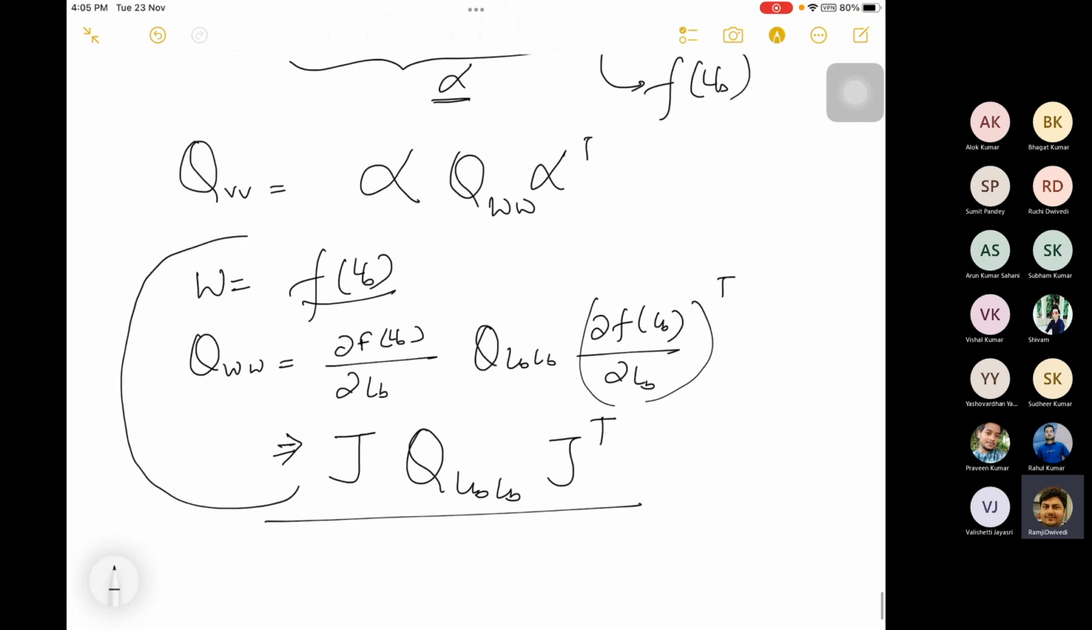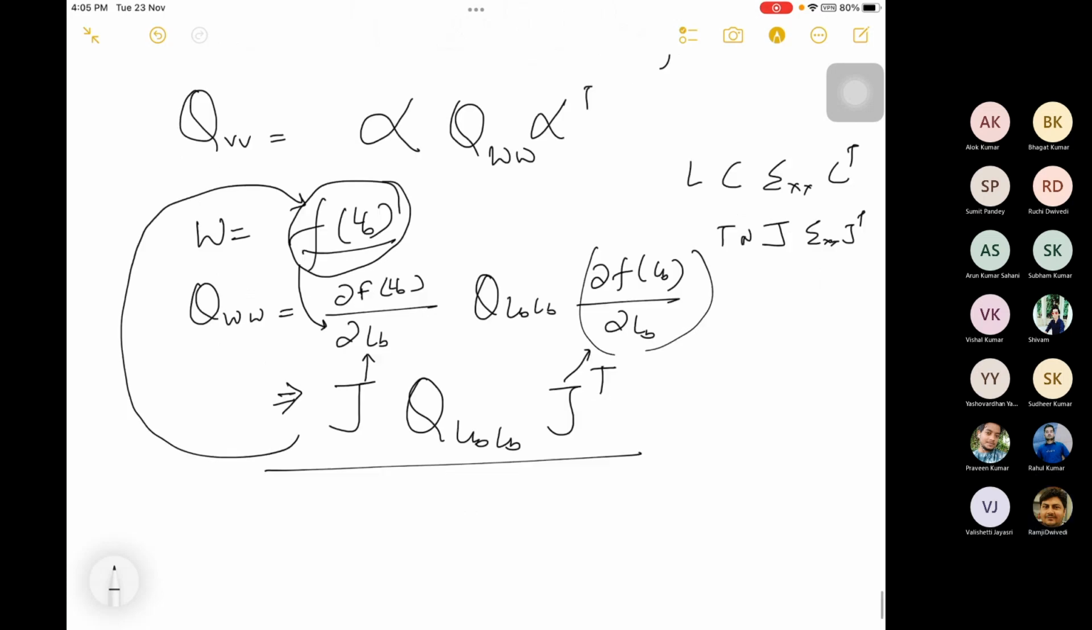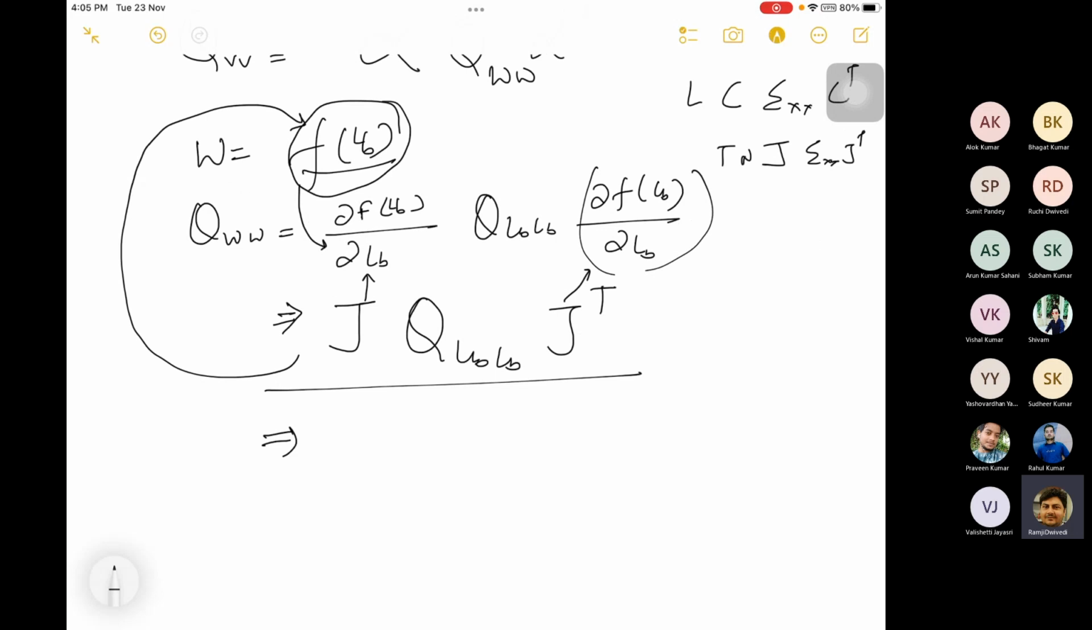Please remember, in error propagation, if your function is linear, you write C transpose; if it is nonlinear, you write J transpose. So this is for linear, this is for nonlinear. Here it is nonlinear, that's why you write the Jacobian. Open the Jacobian like this. When you write del F LB by del LB, that becomes B, P inverse, B transpose. Any questions? Any doubt?